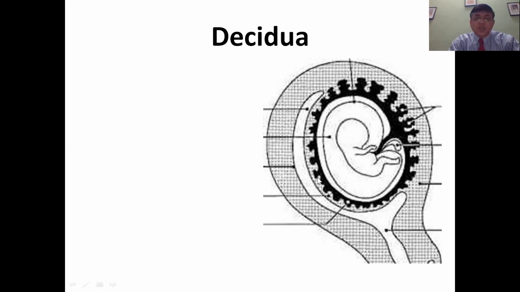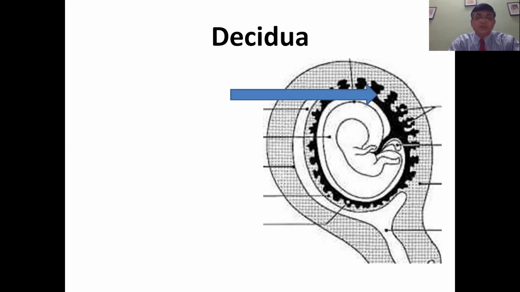This part of the decidua, which covers the rest of the embryo, and this is looking towards the endometrial cavity, as you can see here, that is called as decidua capsularis. And this decidua, which covers the rest of the endometrium, rest of the uterine cavity rather, is called as decidua parietalis. So we have decidua basalis, decidua capsularis, and decidua parietalis.